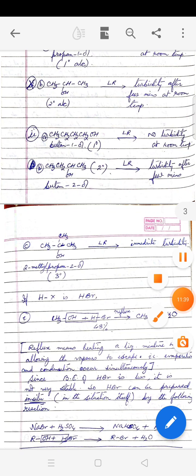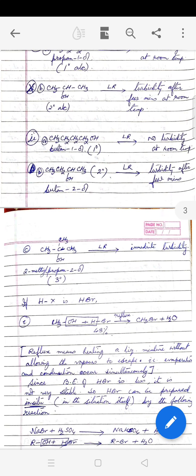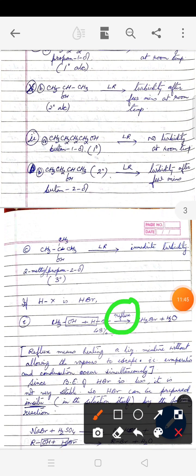Now the meaning of reflux is that you are heating the mixture without allowing the liquid to vaporize. That means continuous evaporation and condensation takes place simultaneously. That is the process which is called reflux. Now you can note here, I have taken HBr which is 48%. That means not very strong, below 50%. And we get CH3Br and H2O, exactly the same way here.